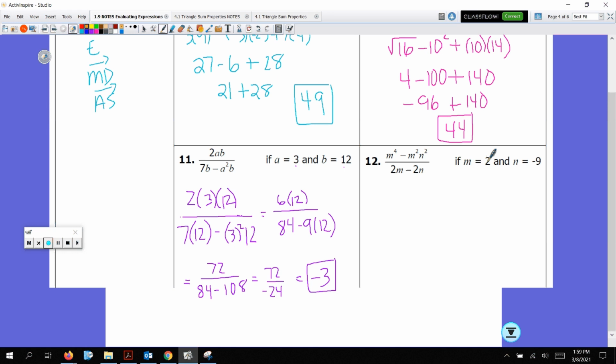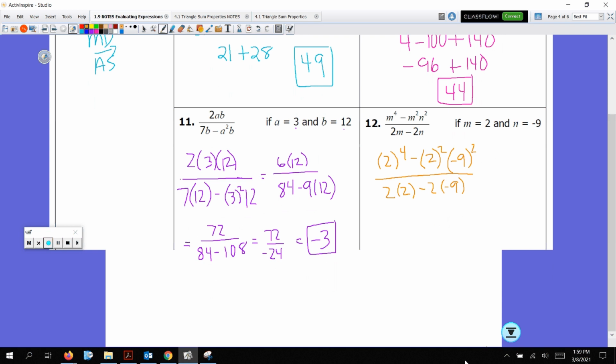All right, M is 2 and N is negative 9. Be very careful that you use parentheses with these negatives. They can be crazy. All right, so let's plug in the numerator, right? 2 to the 4th power minus 2 to the 2nd power times negative 9 to the 2nd power. Yikes. All of that over 2 times 2 minus 2 times negative 9.